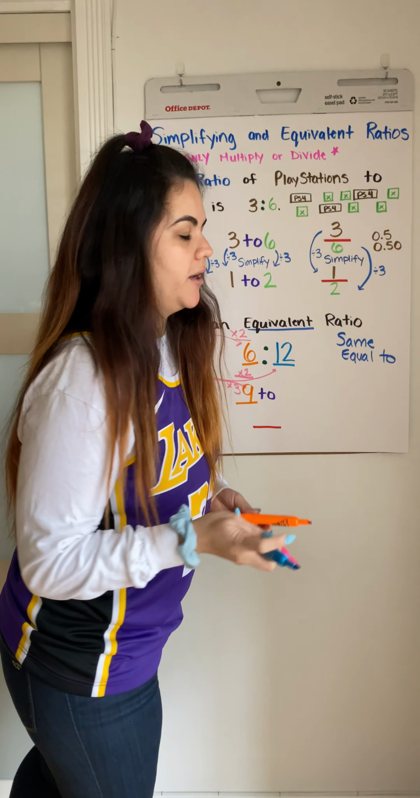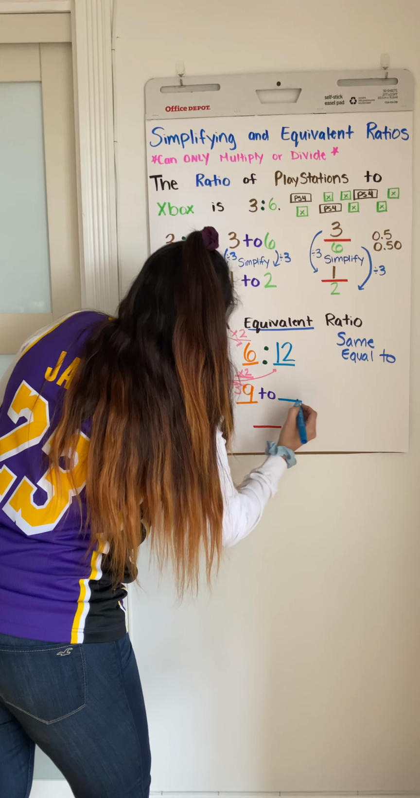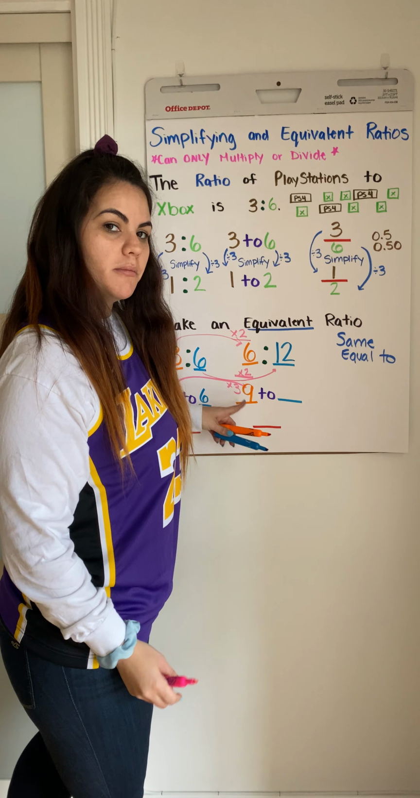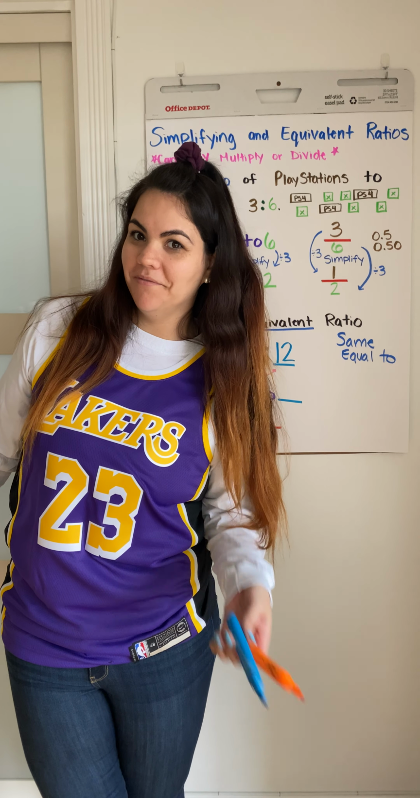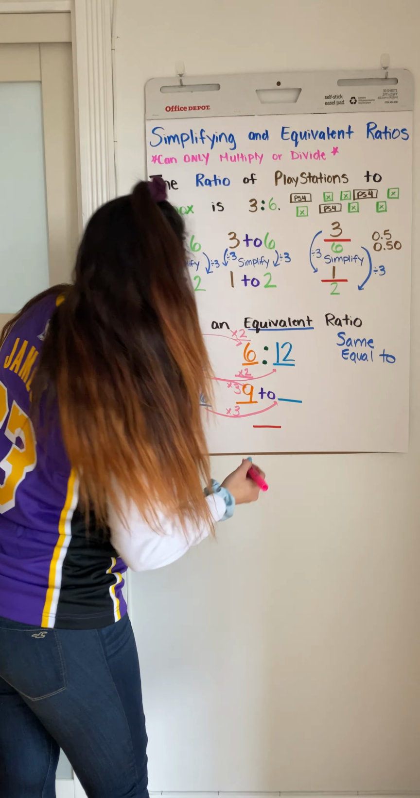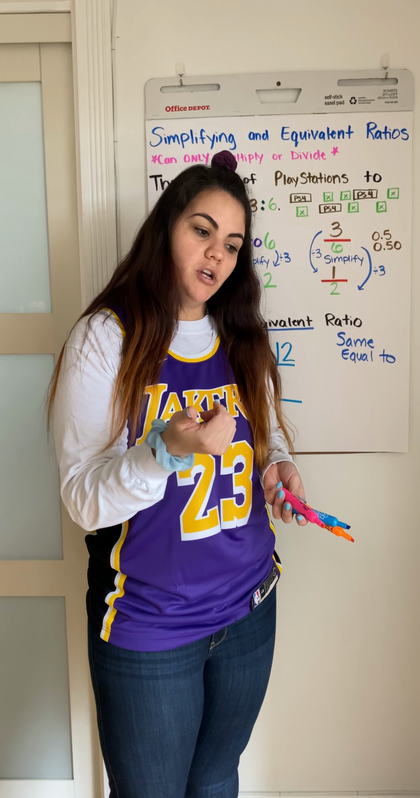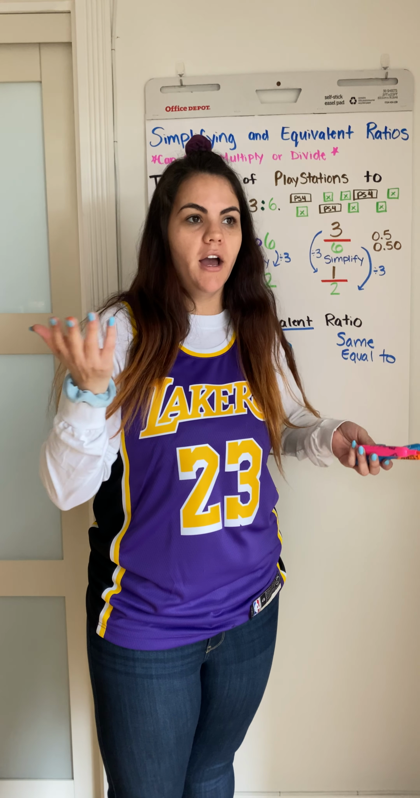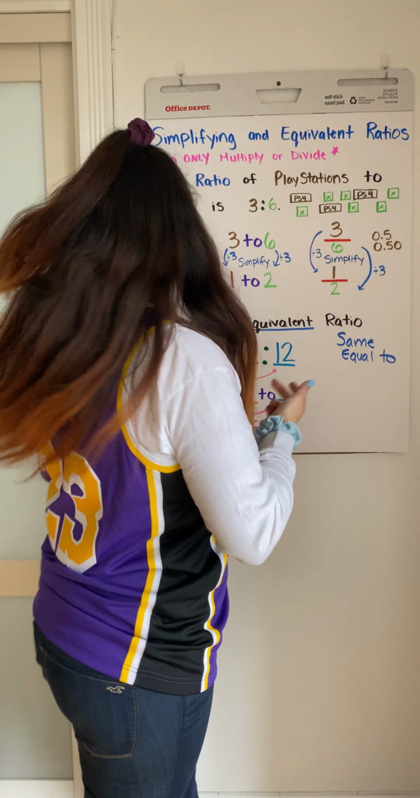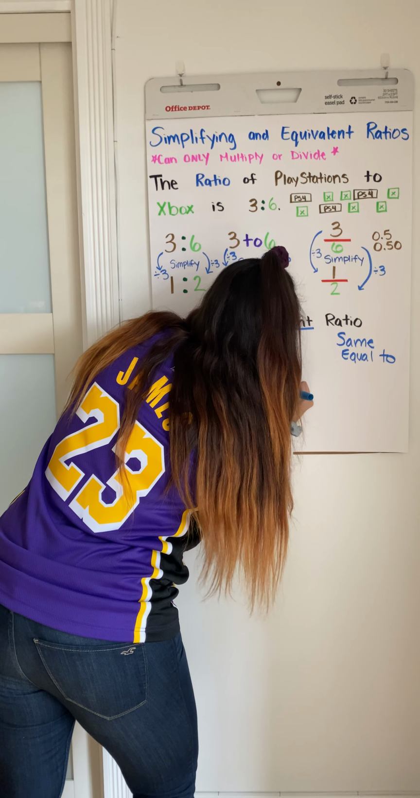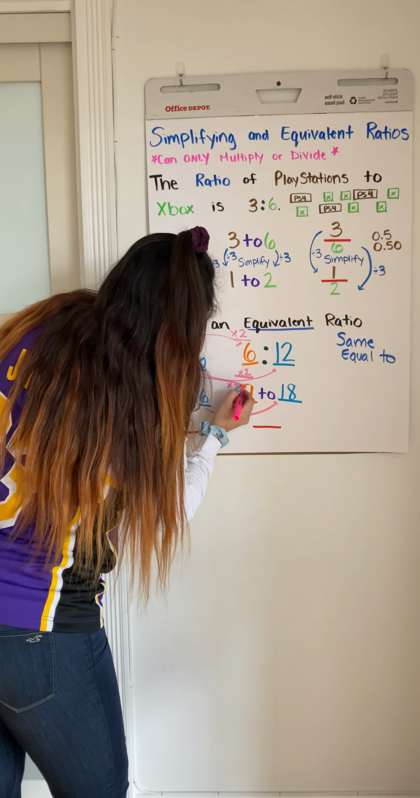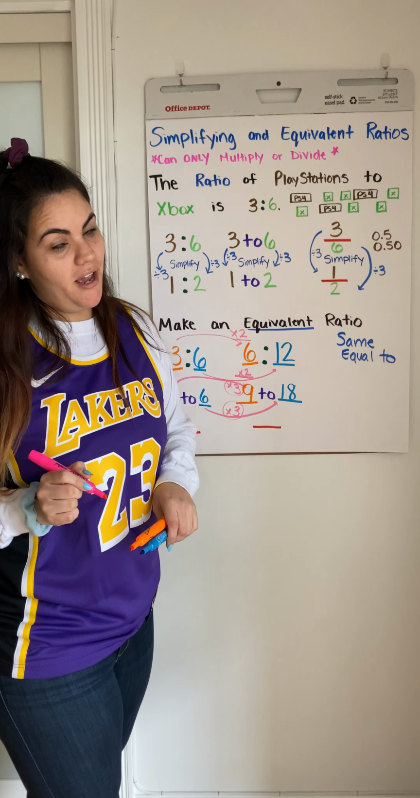Then I have my second number. And I still need to make it equivalent. So if I multiply by 3 to the first number, what do I have to do to the second number? Multiply by 3. Great. So we're gonna do just that. Times 3. 6 times 3. 3, 6, 9, 12. Okay, I don't know that. What about 6? So 6, 12, 18. Oh, okay. 18. Awesome. Again, why are they equivalent? Because they both are multiplied by the same number.